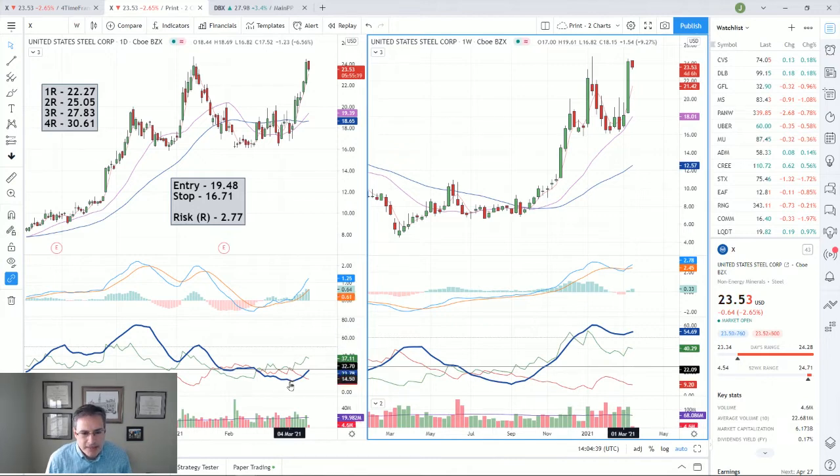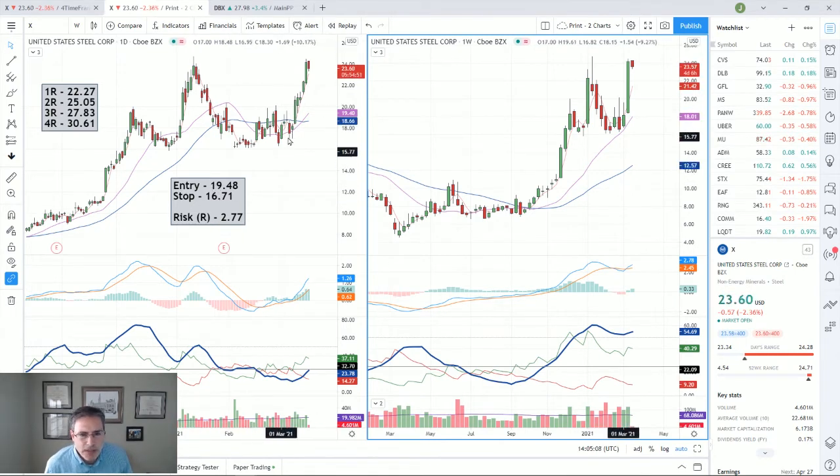So that's a nice combination to be on the lookout for, and we actually got long on this big green bar. Now, we weren't exactly early. We got long at 19.48, probably right about the middle of that bar. And we put our stop about 10 cents below the low of this prior swing low. And so the risk in the trade was $2.77.